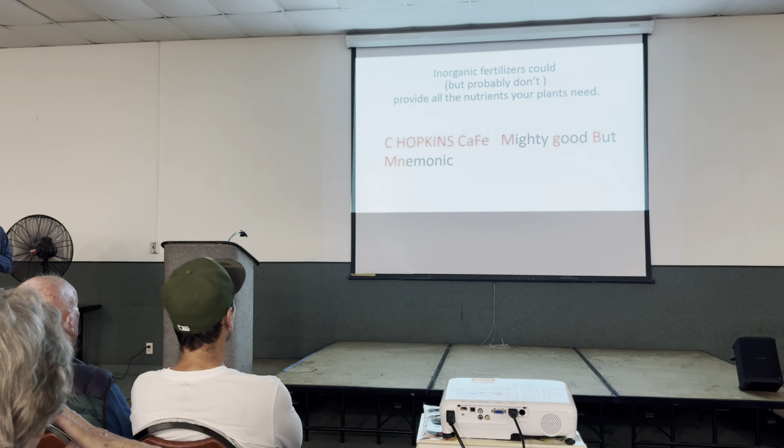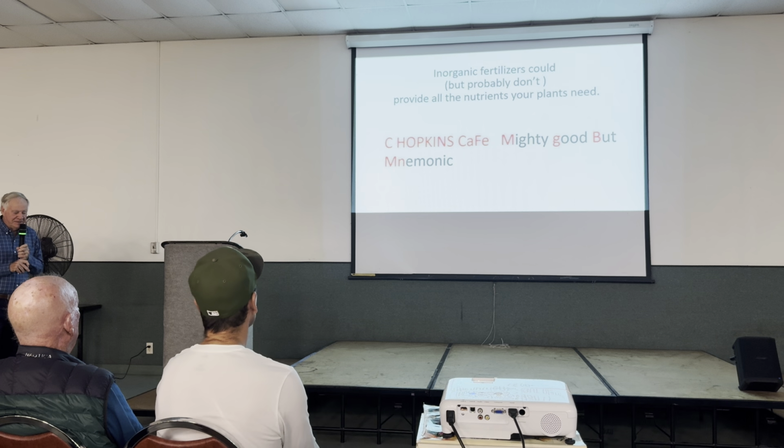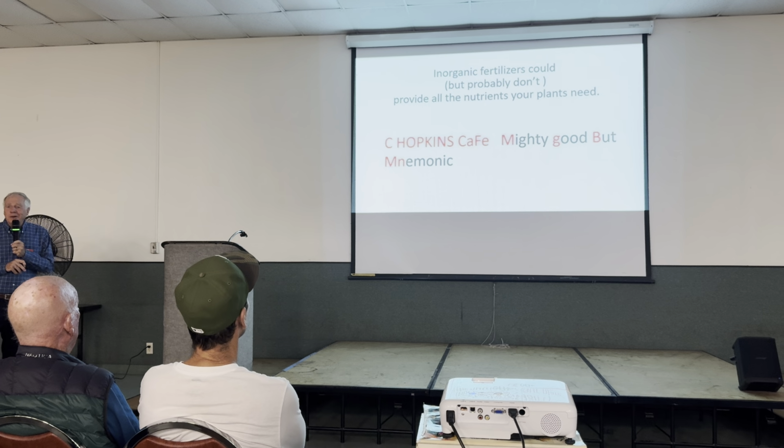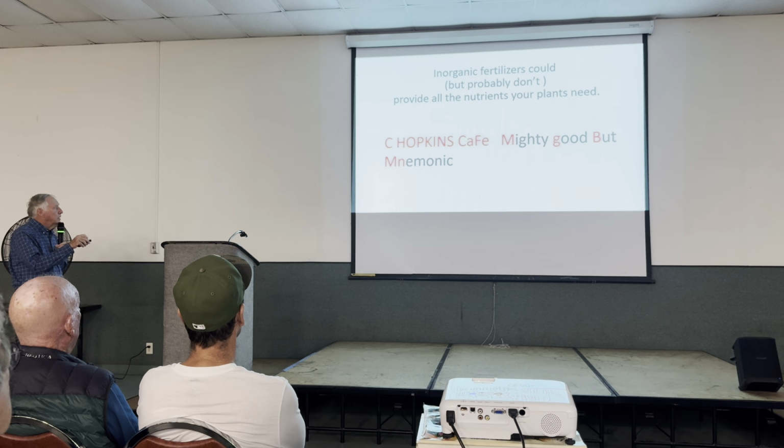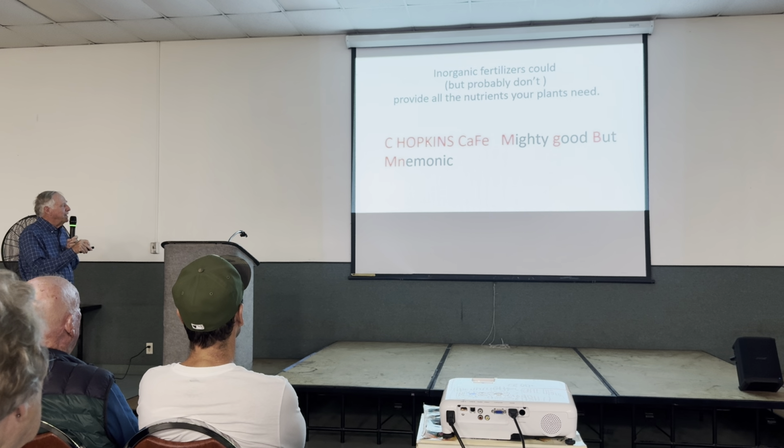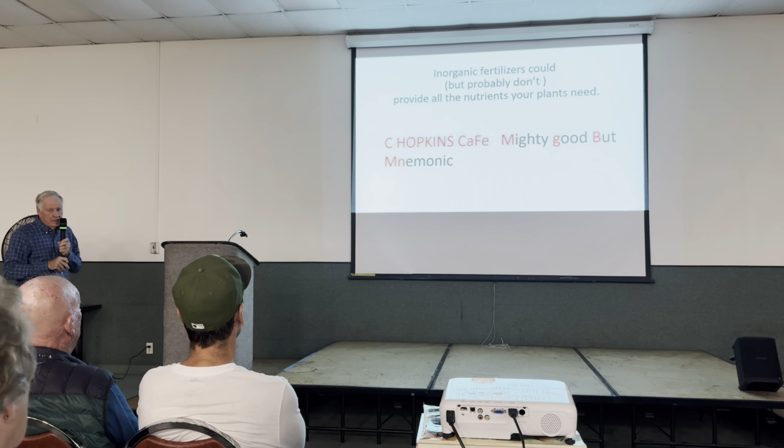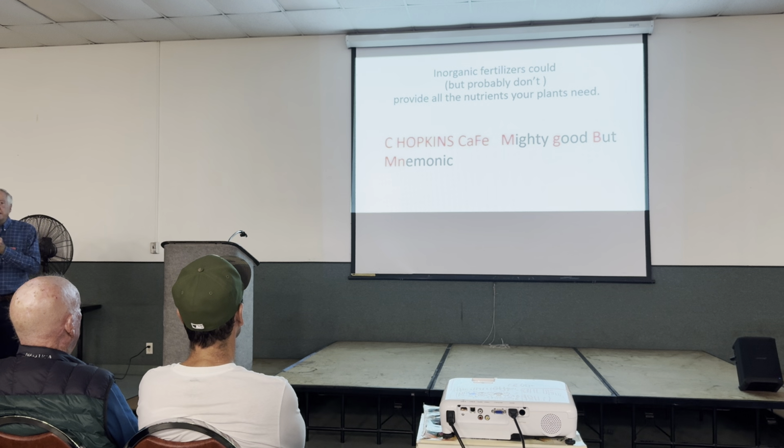So there's a mnemonic device, it's easy to say, that we learned, and it describes all the elements that plants require for growth. It's C. Hopkins Cafe Mighty Good Mnemonic: carbon, hydrogen, oxygen, phosphorus, potassium, iodine, nitrogen, sulfur, calcium, iron, magnesium, boron, and manganese. Other elements are there, but these are the ones that are needed for plant survival.